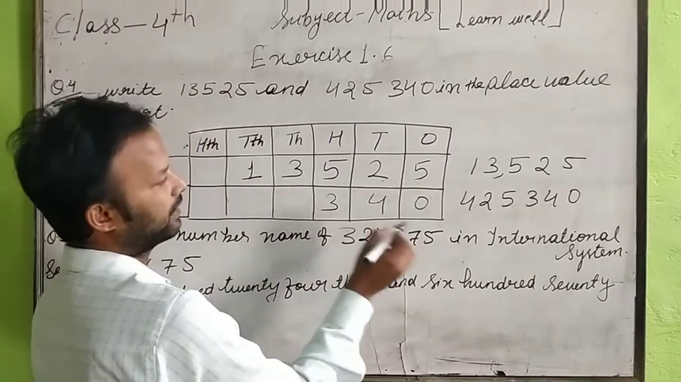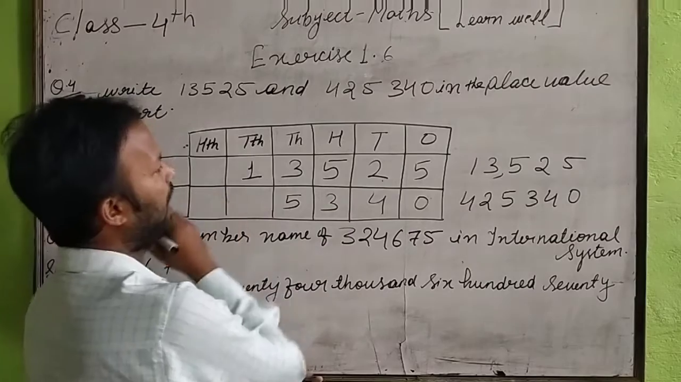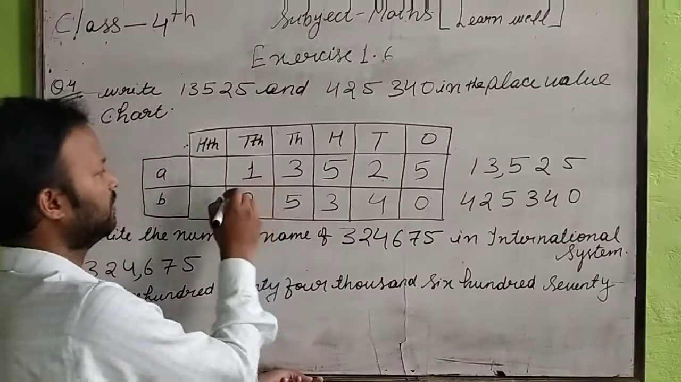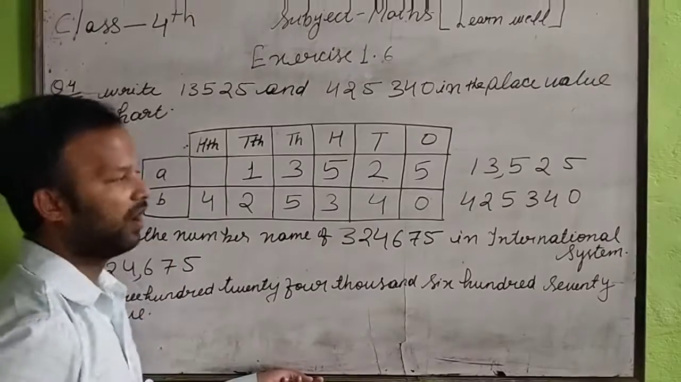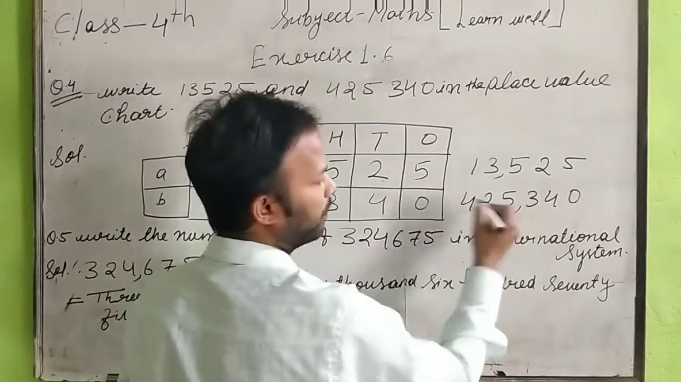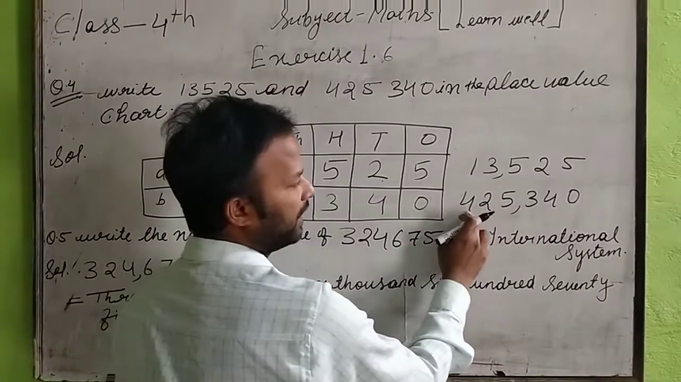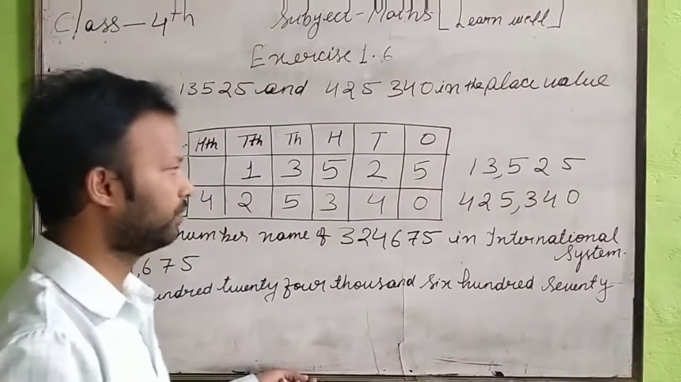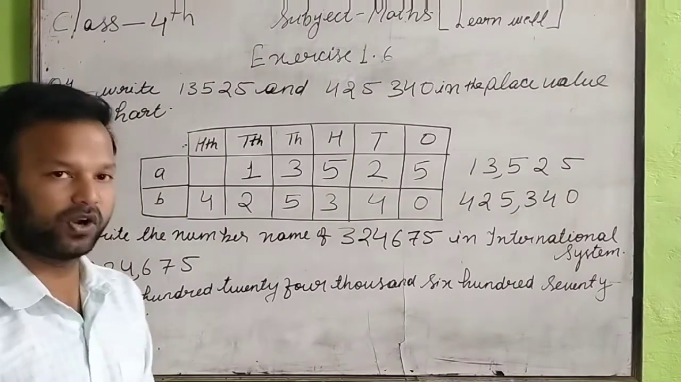How many thousands are there? 5. How many 10,000s are there? 2. How many 100,000s are there? 4. How are we reading it? After putting the comma, it is 425,340 according to the international system. Hope you understood this question.